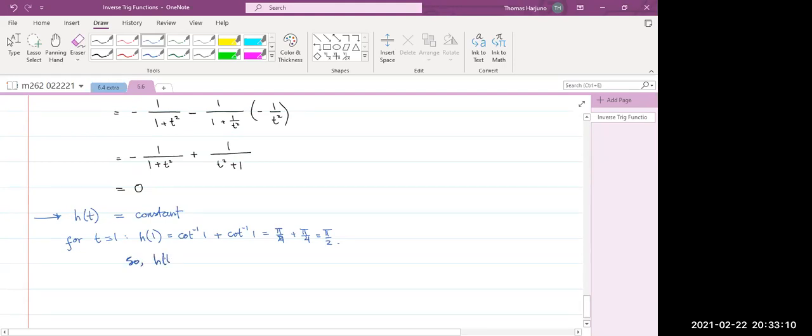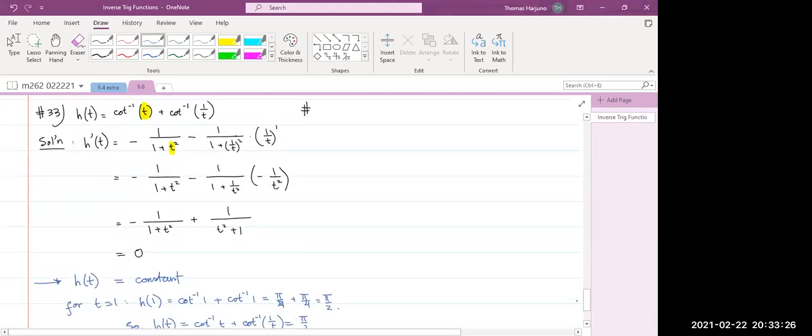So cotangent inverse of t plus cotangent inverse of 1 over t is pi over 2. This is just a consequence of the derivative being 0. The derivative of a function is 0 means that function itself must be constant. That's number 33. Pick 2 more questions from here.